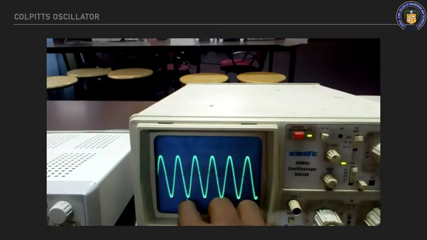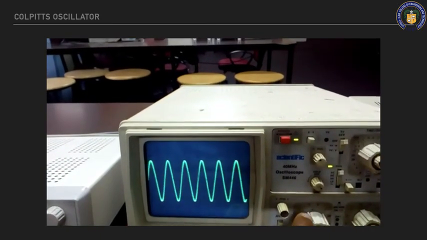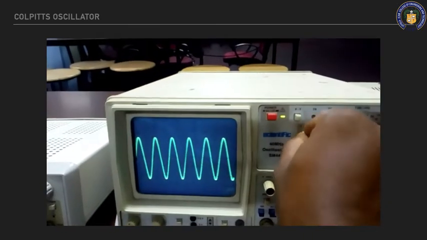The total height is on the y axis. It's a tabulation of the Colpitts oscillator. Multiply by this side. It's a model graph of the Colpitts oscillator.